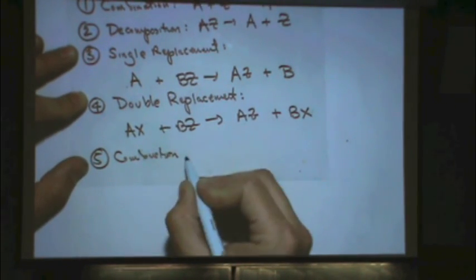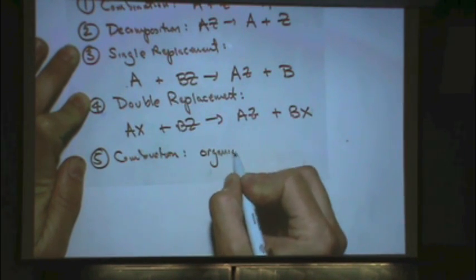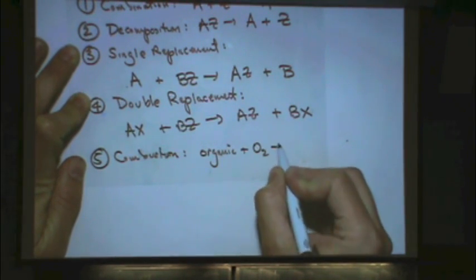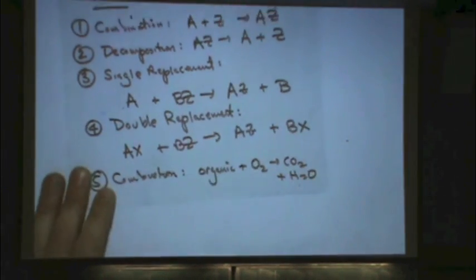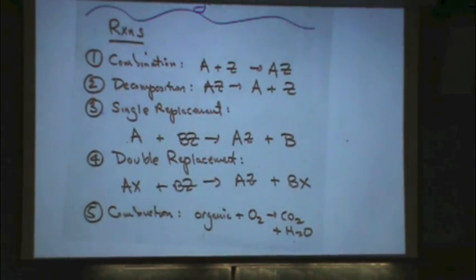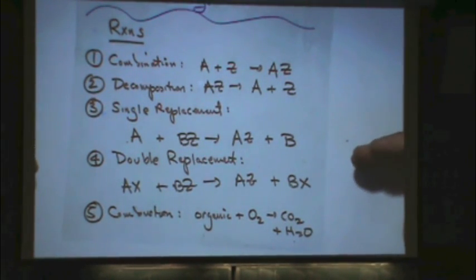And just to remind you, that's an organic compound plus oxygen goes to CO2 plus water. Okay? Those are the five types of reactions at this point you want to be familiar with. In fact, these really come back to haunt you in Chem 2C. If you go into Chem 2C, you're going to learn a lot of reactions. They're usually some type of reaction like one of these.